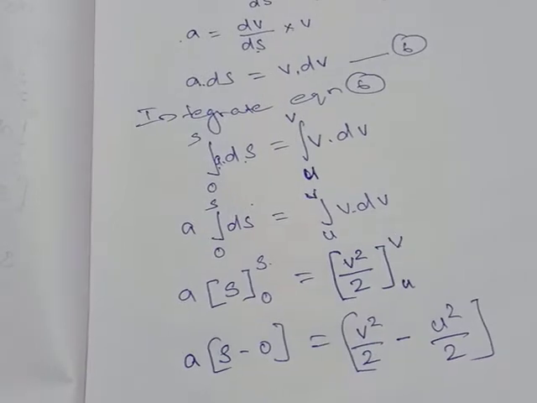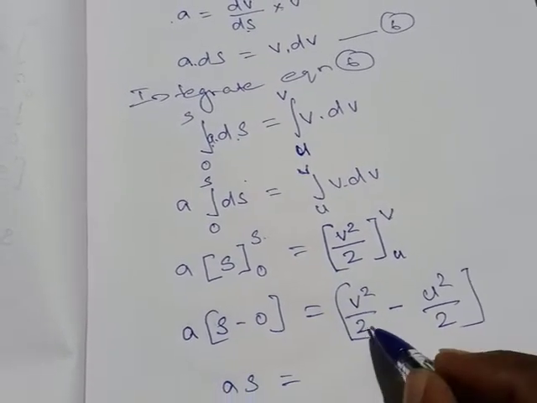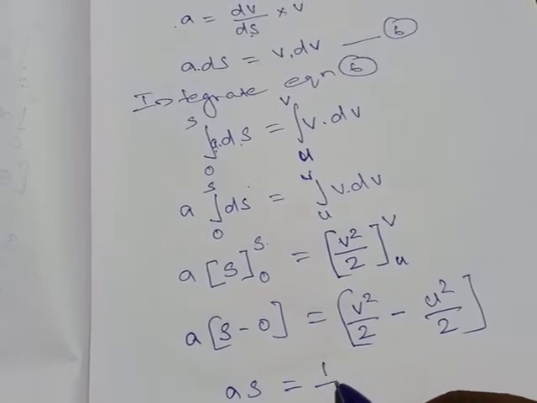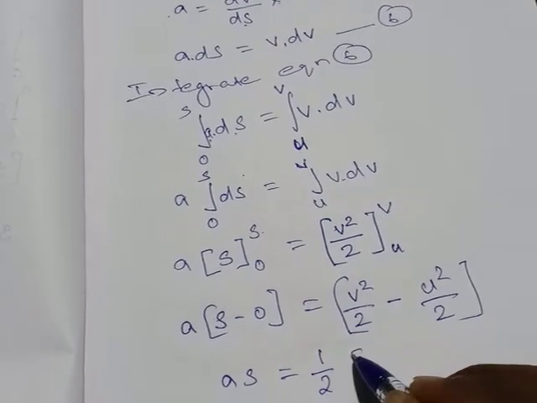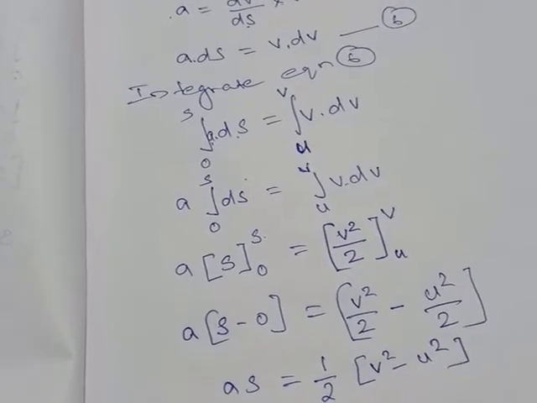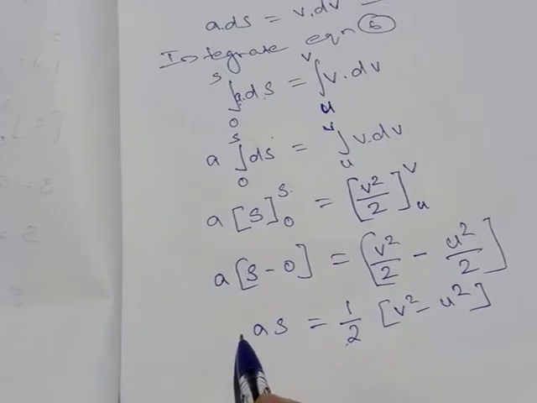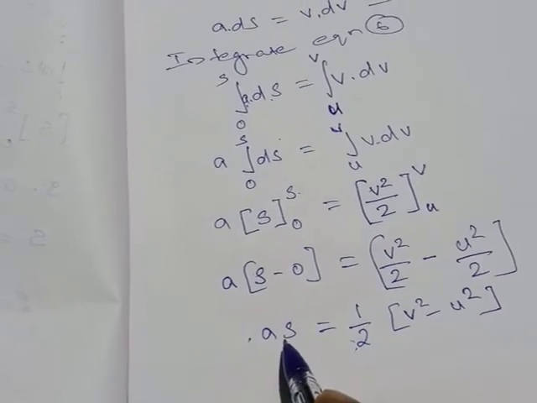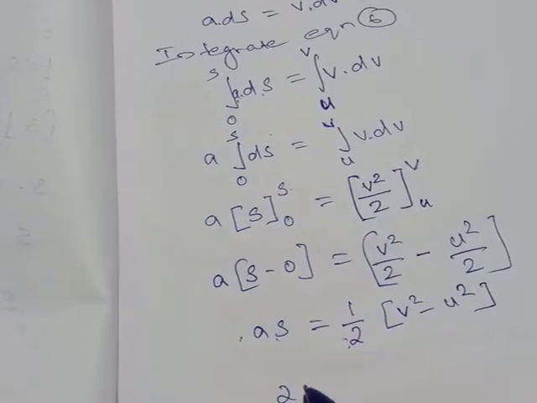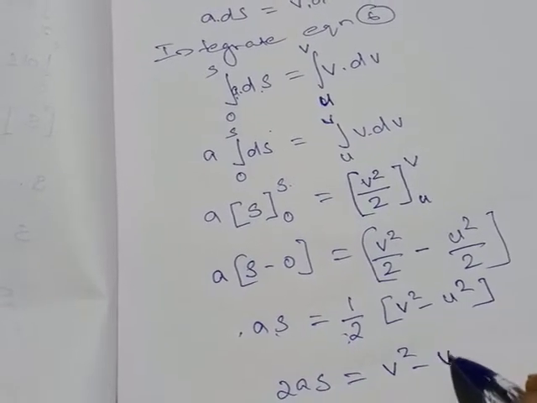Okay. Now here what will come? As equal to, here 1 by 2 is commonly taken outside. So inside the bracket v square minus u square by you will get. Now take this 2 here, cross multiplication. Take this 2 here. So 2as is equal to v square minus u square.